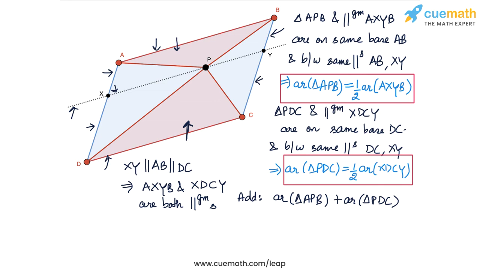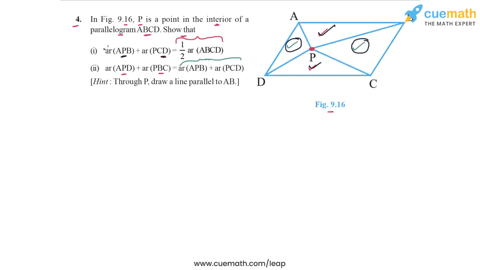On the right side, what will we get on the right side? So on the right side we will have half of AXYB plus half of the area of XDCY. So if you add AXYB and XDCY, you can observe this from the figure, that adding the areas of these two parallelograms will simply give us the area of the entire original big parallelogram ABCD. So on the right side, what we will get is half of the area of ABCD. So this is what we had to prove. The total area of the two triangles is equal to half of the area of the parallelogram. So this proves part 1.